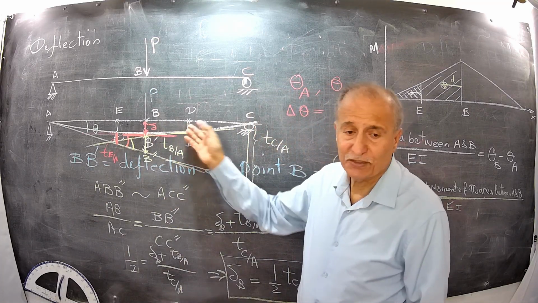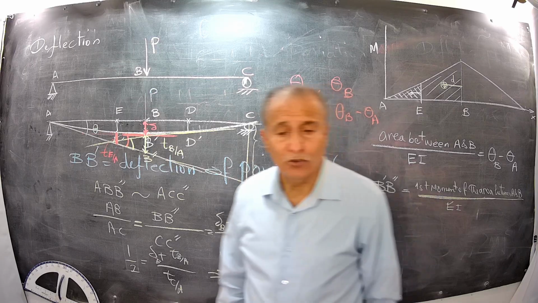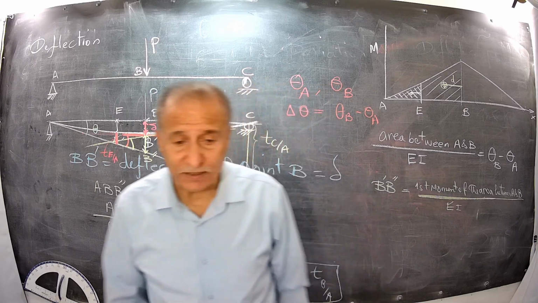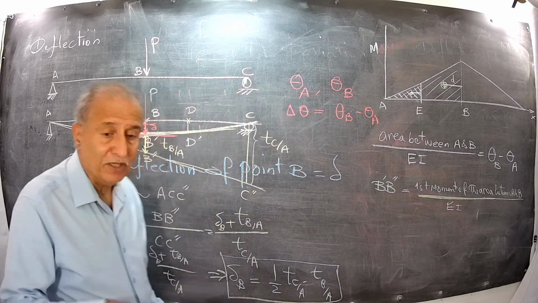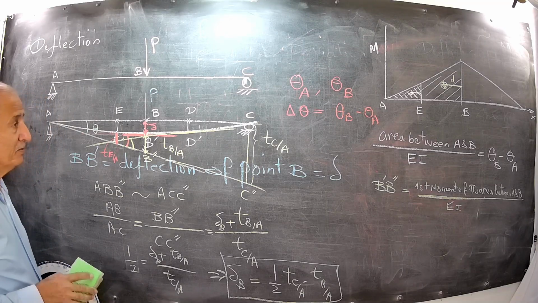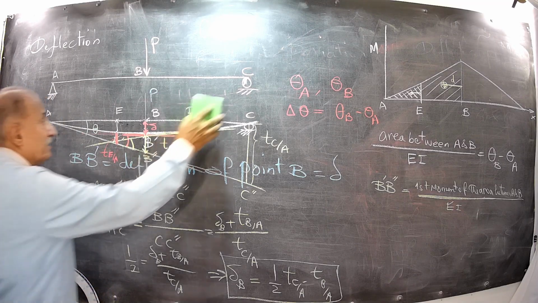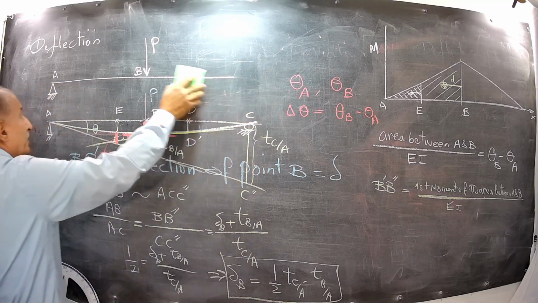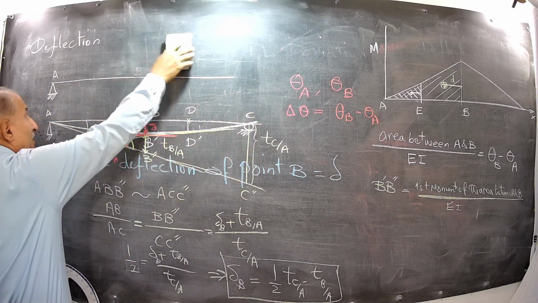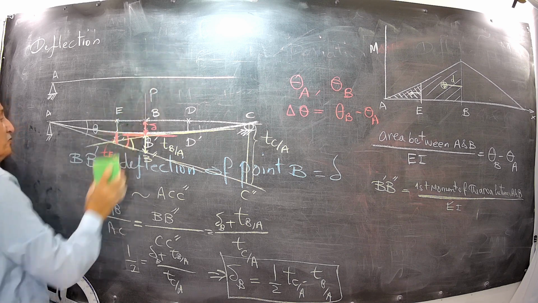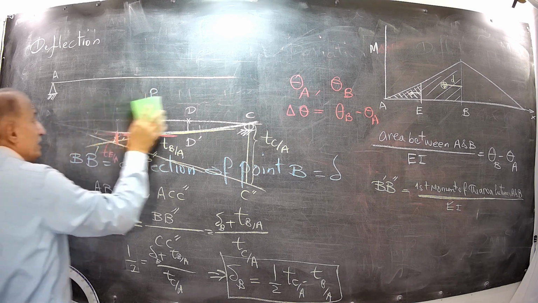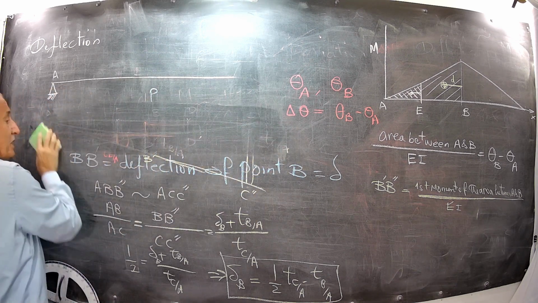Or for D, the same story, no difference. That's the deviation for a simply supported beam. What happens if we have a cantilever? A cantilever beam is actually very much easier. Why?